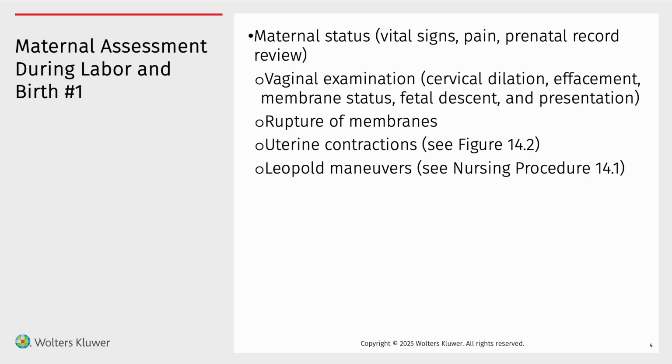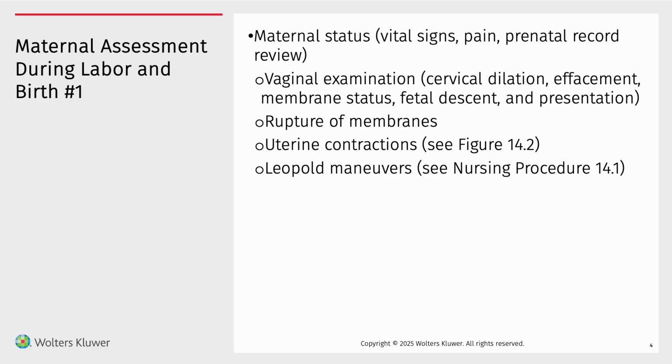First, we assess the maternal status. This includes routine monitoring of the vital signs such as blood pressure, heart rate, respiratory rate, temperature, and oxygen saturation. Please pay close attention to the pain levels as well, which should be assessed frequently and managed proactively. Also, always begin with the review of the prenatal record to identify any risk factors or complications such as gestational diabetes, GBS status, or any prior cesarean birth, which can influence the labor management.